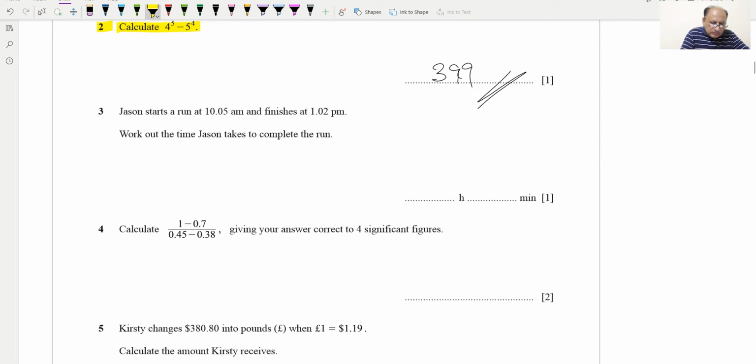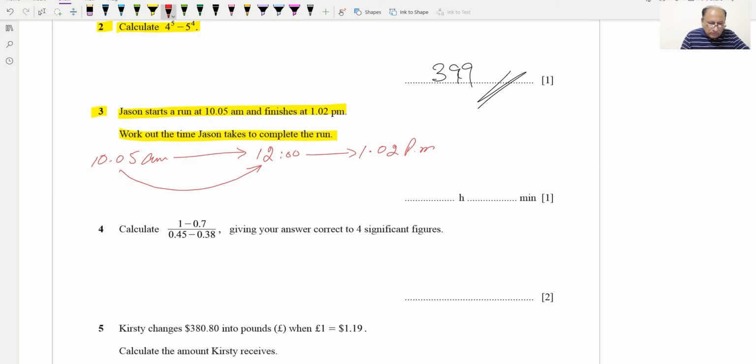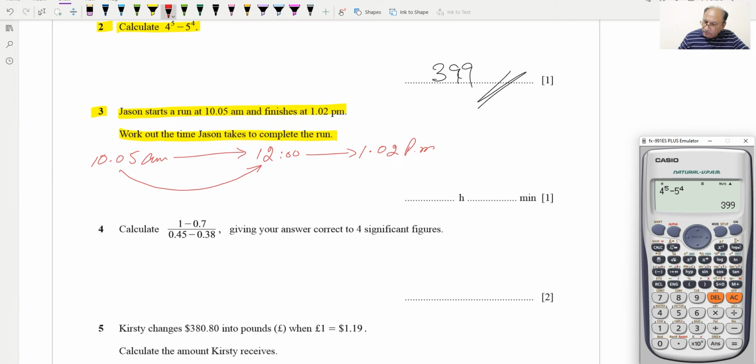Question number 3 says Jason starts a run at 10:05 a.m. and finishes at 1:02 p.m. Work out the time Jason takes to complete the run. So this is starting from 10:05 a.m. to, we can consider up to 12, and then from 12 up to 1:02 p.m. This will be the time, and we can check the time interval with the help of the calculator also.